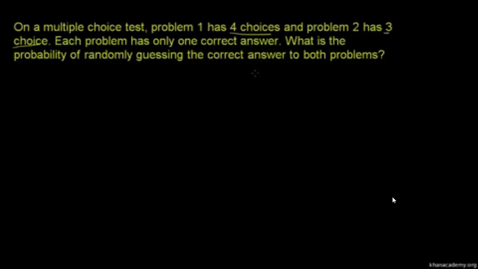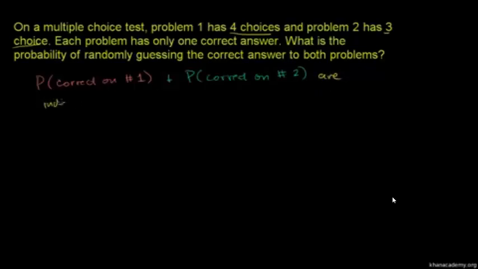Now, the probability of guessing the correct answer on each problem, these are independent events. So let's write this down. The probability of correct on number one and the probability of correct on number two are independent. Which means that the outcome of guessing on the first problem isn't going to affect the probability of guessing correctly on the second problem. Independent events.